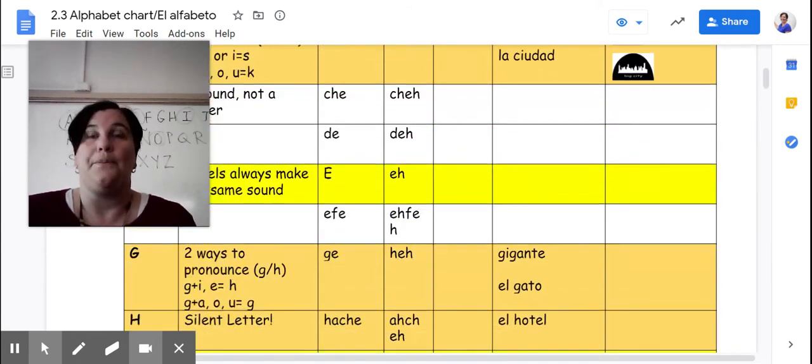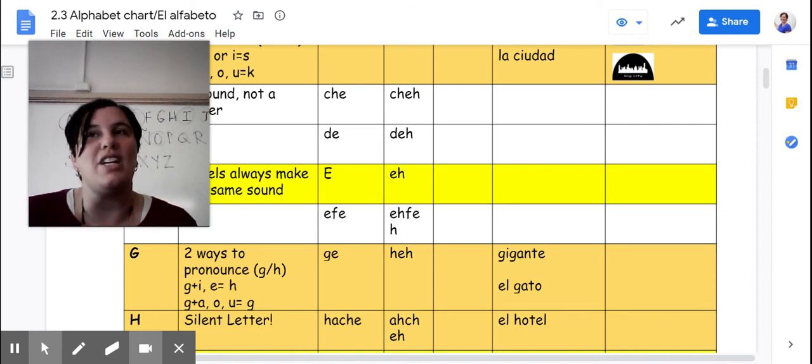Okay, the G. Now the G can either have an h sound or a g sound like we have in English. And this is the same as with the C. It depends what letter comes after it. If it has an I or an E after it, it has an h sound. If it has an A, O, or U after it, it has a g sound. So here's an example. Gigante. That's a cognate, so I bet you can figure out what that means. Gigante. Has an I, so it's pronounced with the h.